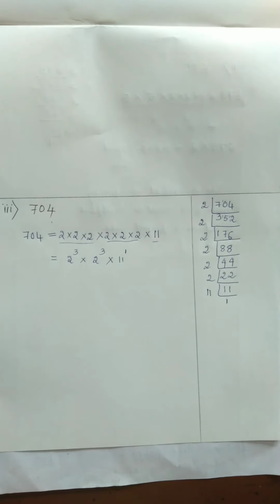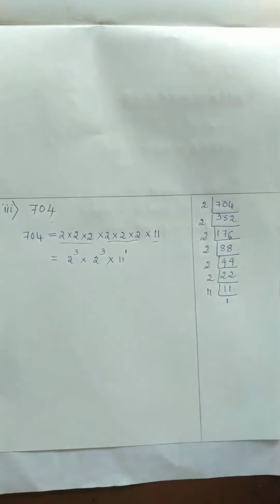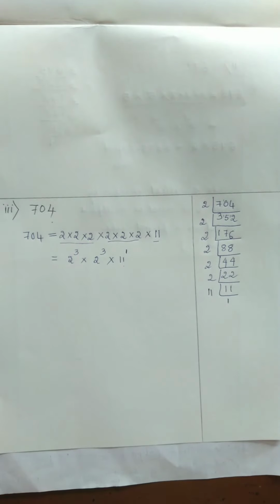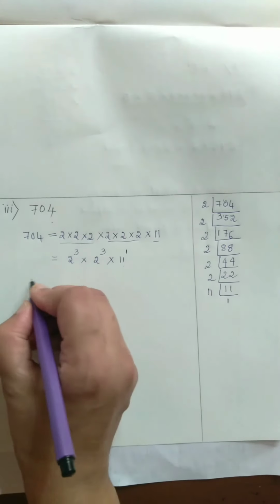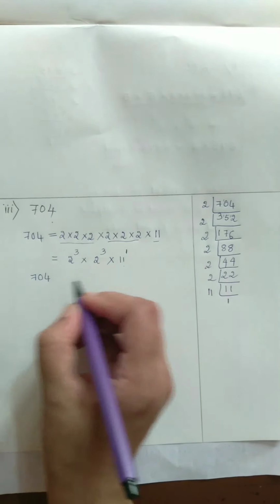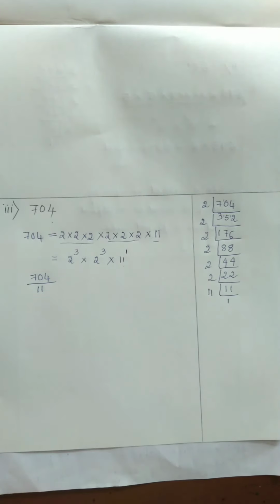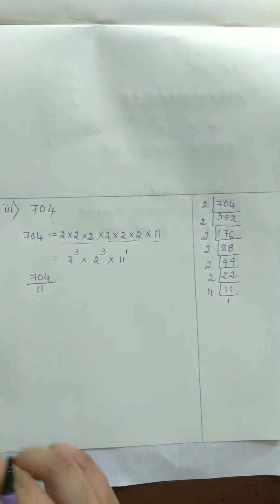Therefore, in the prime factorization, the prime factor 11 does not appear in a group of 3. Therefore, 704 is not a perfect cube. Therefore, to make it a cube, we need to remove one 11. Therefore, this 704 will be divided by 11. The question is, which is the smallest number to be divided into the given number? Therefore, 704 divided by 11.